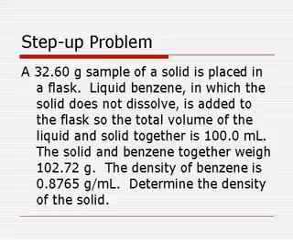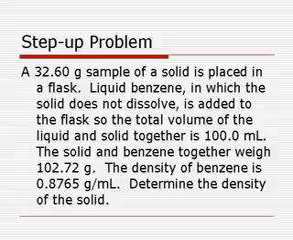So we have a 32.60 gram sample of a solid is placed in a flask. Liquid benzene, in which the solid does not dissolve, is added to the flask so that the total volume of the liquid and solid together is 100 milliliters. The solid and benzene together weigh 102.72 grams. The density of the benzene is 0.8765 grams per milliliter. Determine the density of the solid.